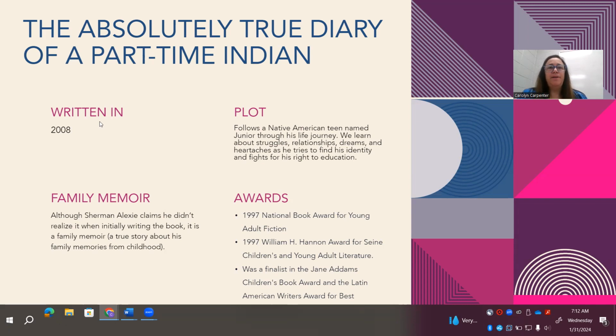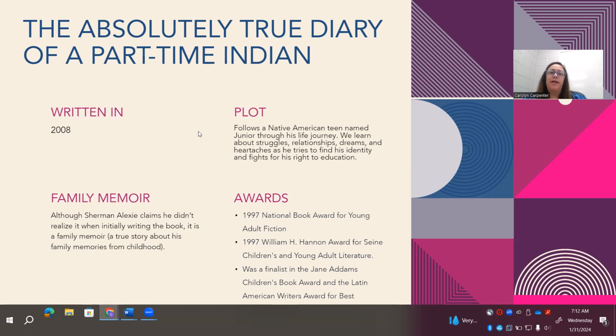And the plot, now this was kind of my own summary because I've read the story, okay? So it's not a summary that I pulled off of the internet or anything. Basically, in this story, the main character's name is Junior, okay? And Junior is a Native American, and he's living in Washington, which, if you remember, is where Sherman Alexie was born and raised.